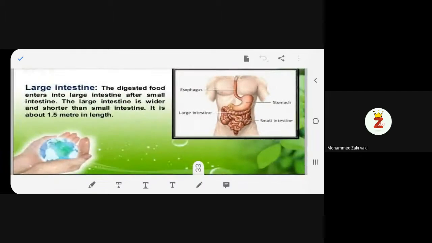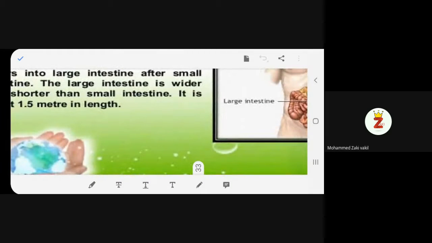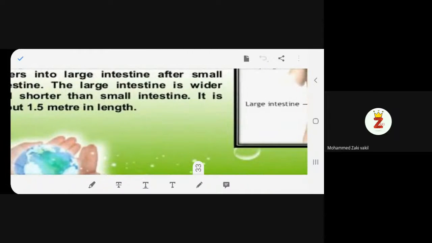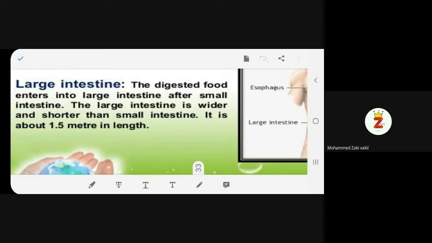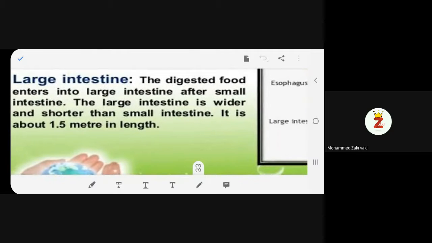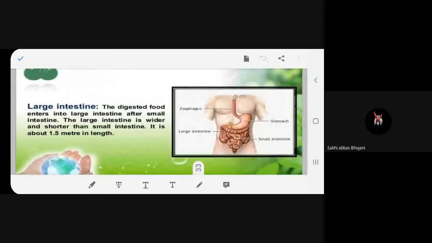It is very small. How small is it? 1.5 meter. The small intestine was 7 meter, remember? And the large intestine is only 1.5 meter. And this large intestine is wider. It is wider, but shorter, whereas the small intestine was narrow but longer. Is it clear? Yes, ma'am.